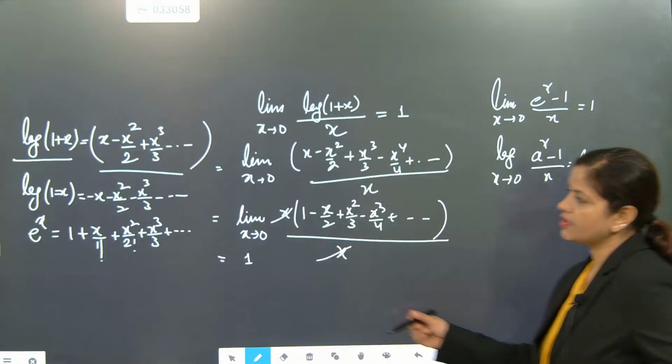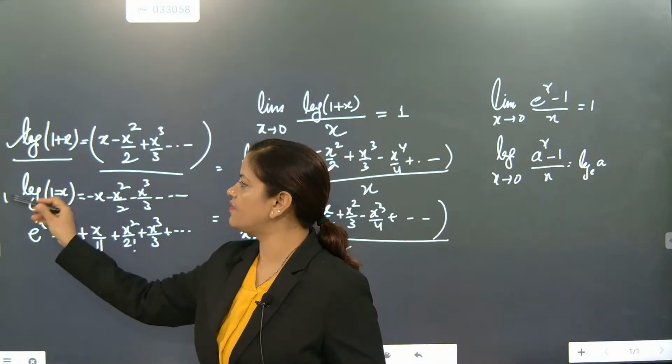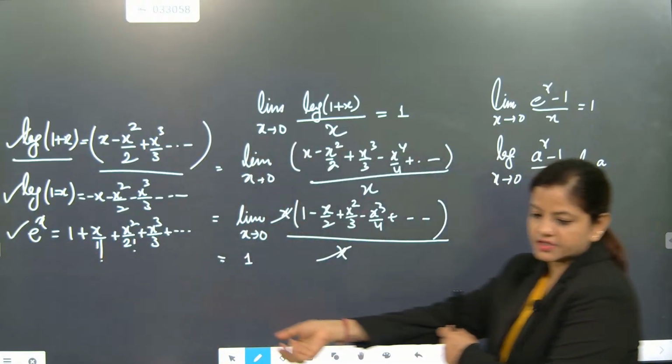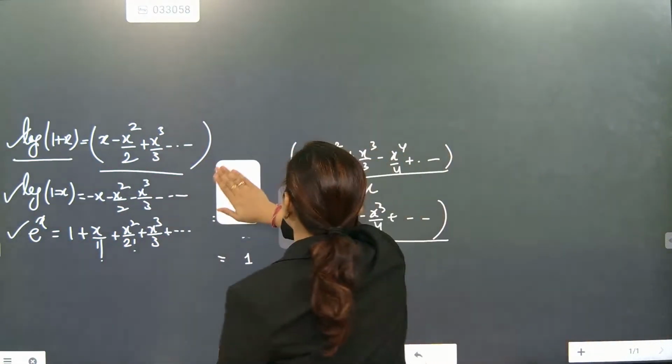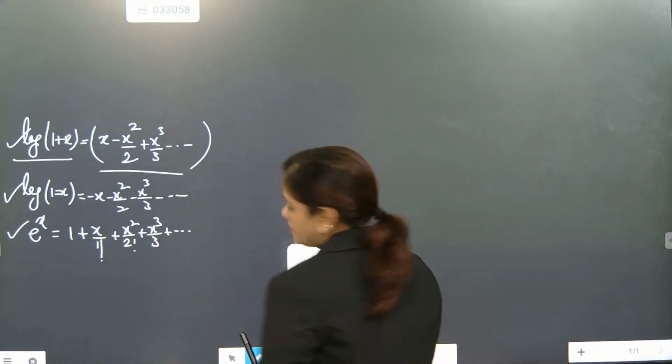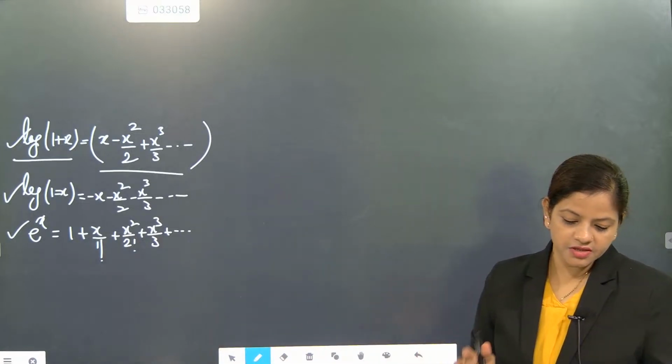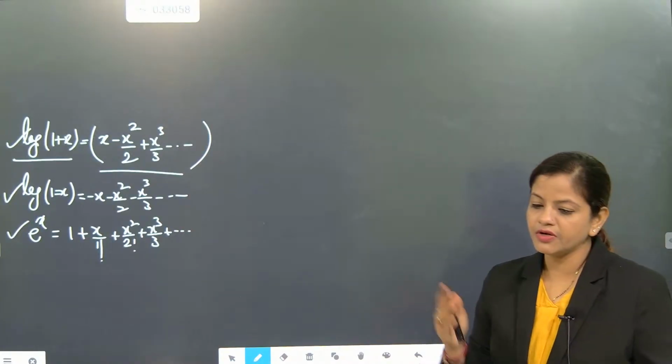These are the three important formulas: log of 1 plus x, log of 1 minus x, e to the power x. Okay. So now we will be going for the next part. Now the next thing is we will use the derivative method to prove.